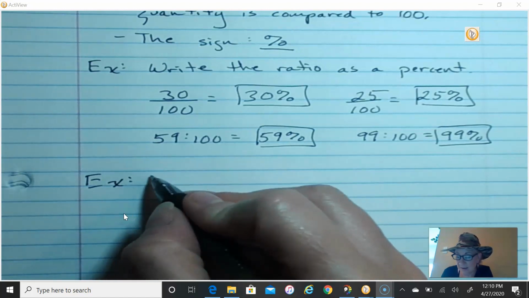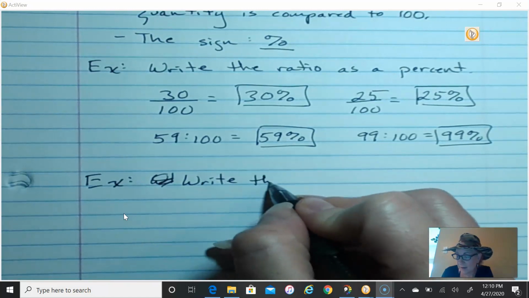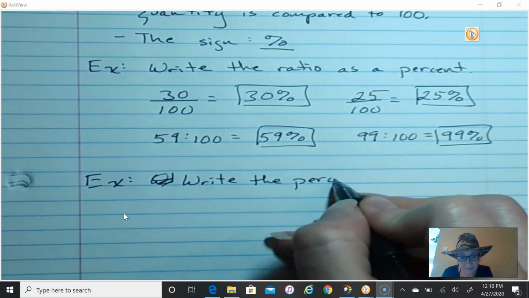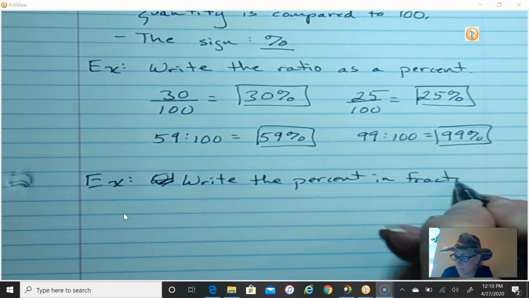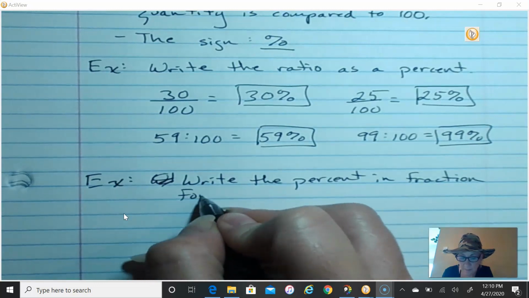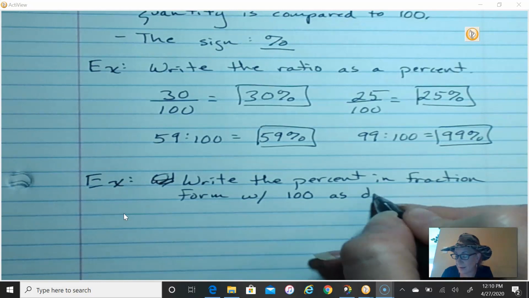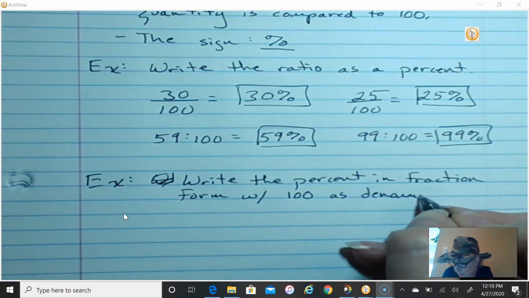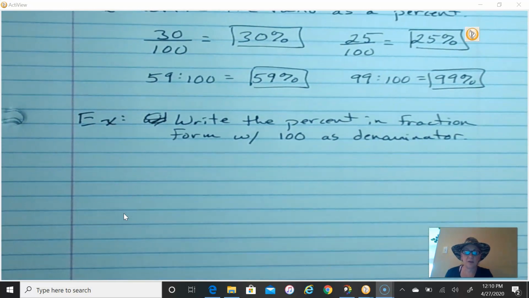Let's say it says write the percent in fraction form with 100 as denominator. Okay, denominator. When it comes to a fraction, is the denominator the top number or the bottom number? It's the bottom number. Very good.